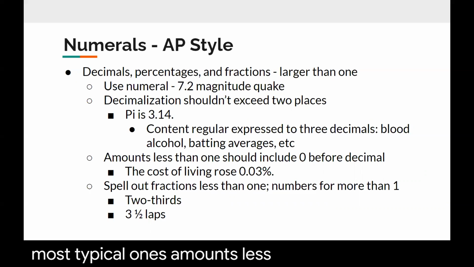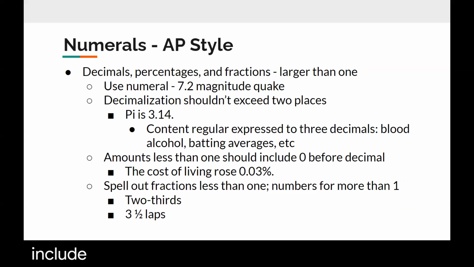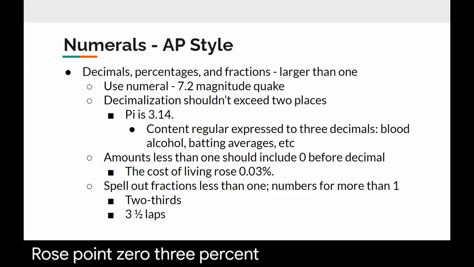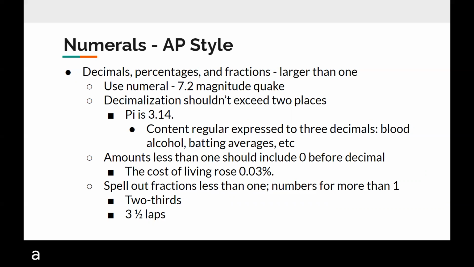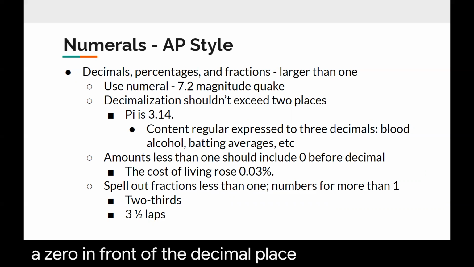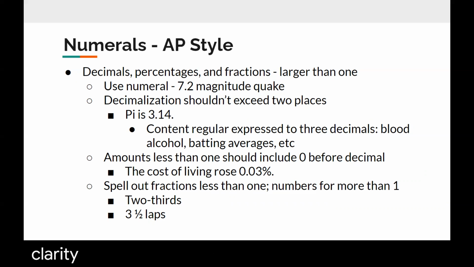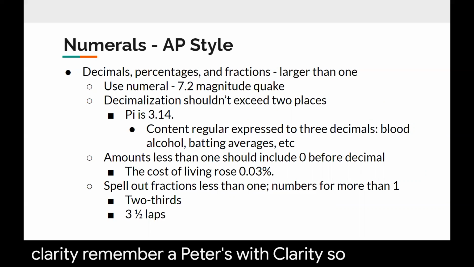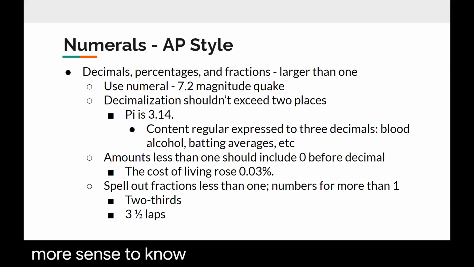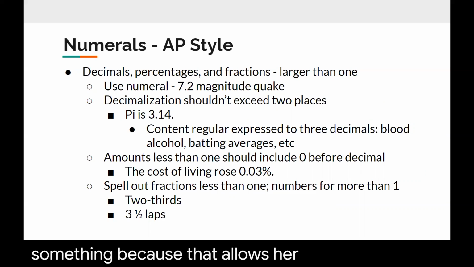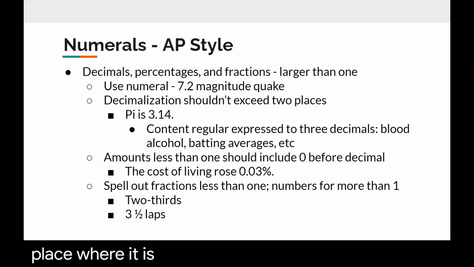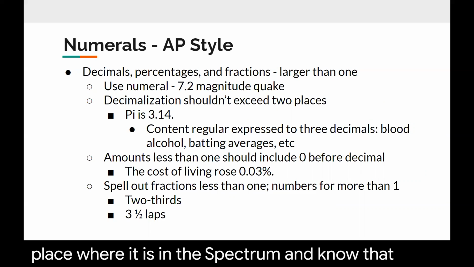Amounts less than 1 should include 0 before the decimal. So the cost of living rose 0.03%. You would need to put a 0 in front of the decimal place. This is really for clarity. Remember, AP style is all about helping your readers with clarity. So it makes more sense to know that it is 0.0 something, because that allows your reader to place where it is in the spectrum and know that it's not just a typo.